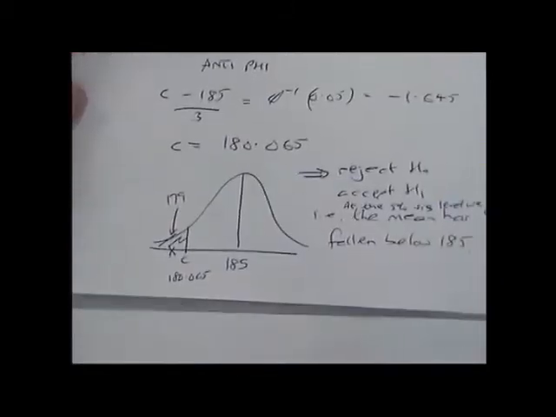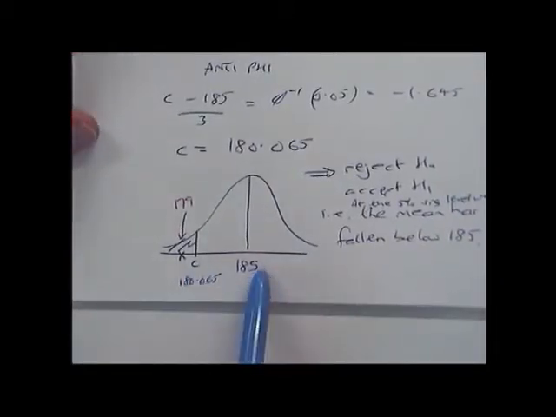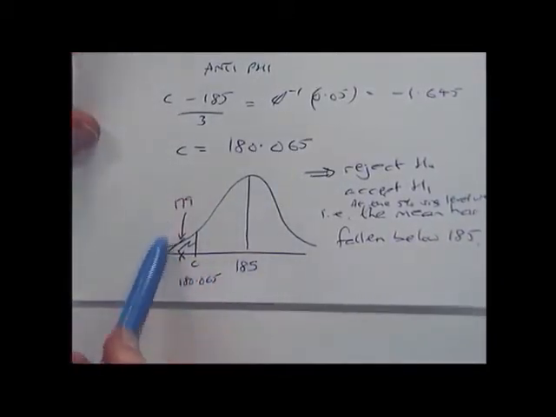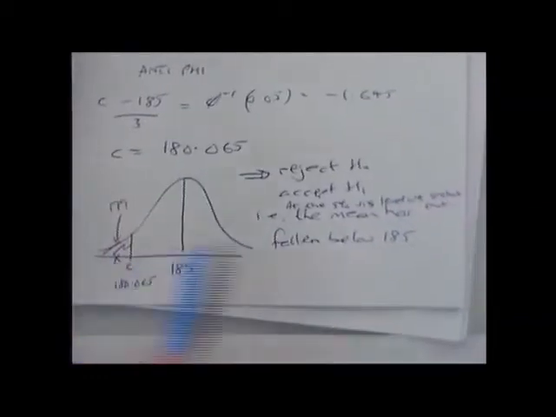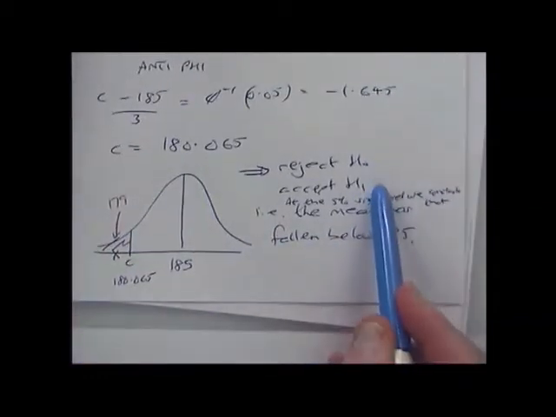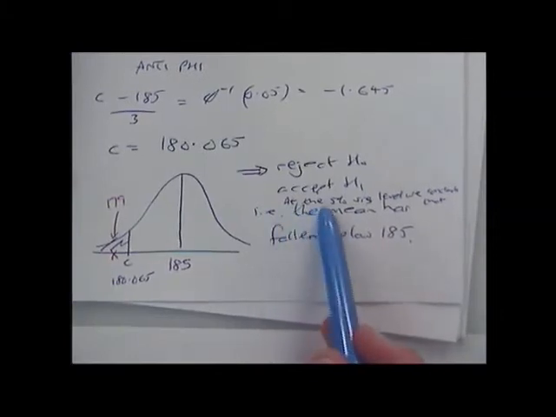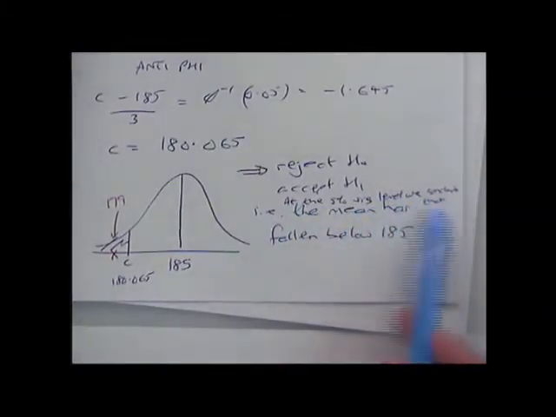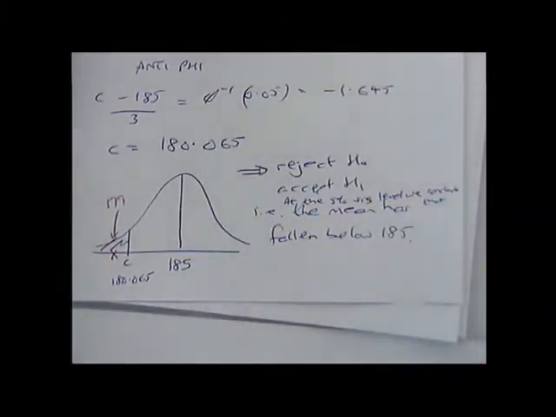180.065. So there's your critical value, there's your mean. Your observed mean is over here in the tail, so you reject h0, therefore you accept h1 and state at the 5% significance level we conclude that the mean has fallen below 185.